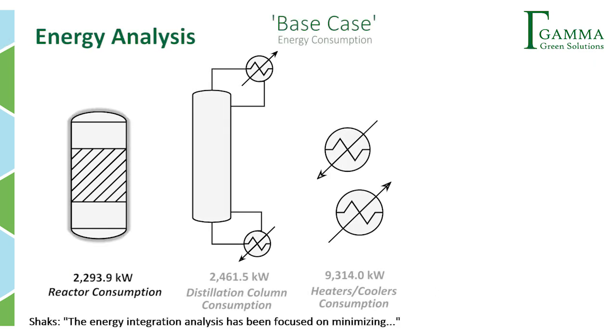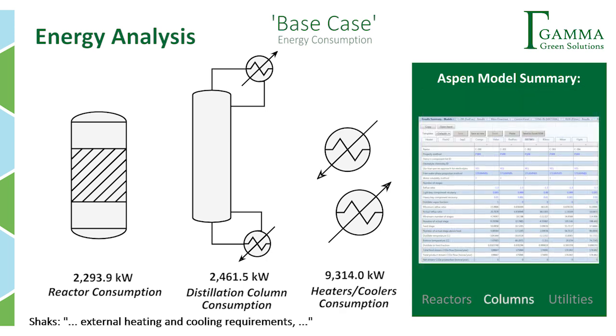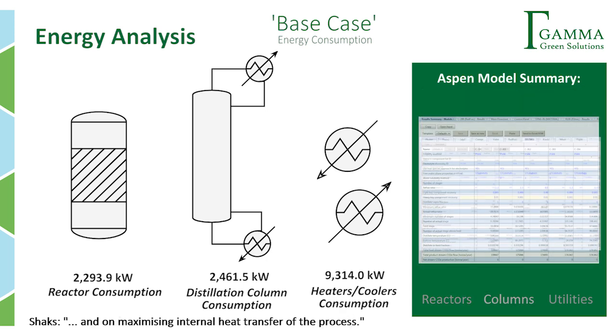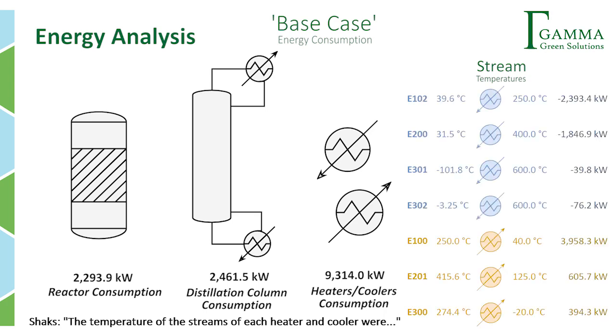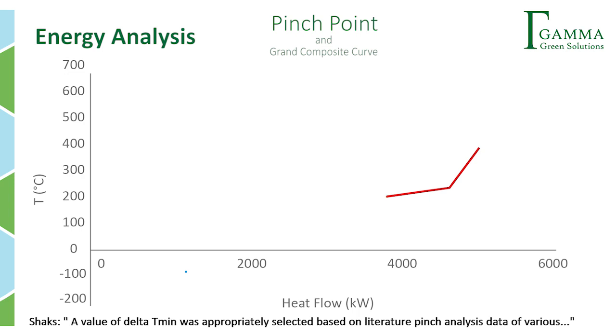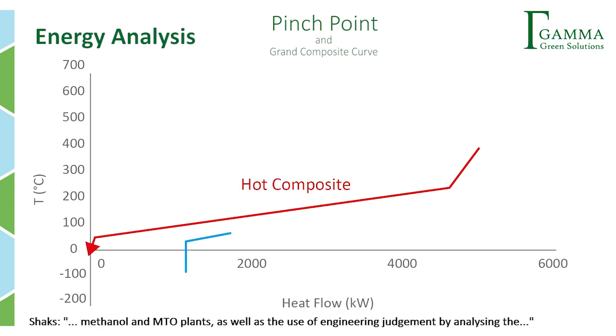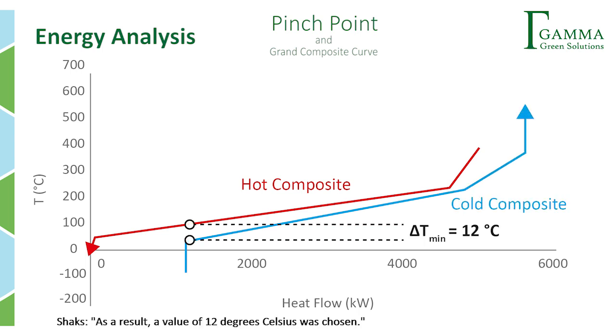The energy integration analysis has been focused on minimizing external heating and cooling requirements and maximizing internal heat transfer of the process. To do so, the graphical pinch method was used. The temperatures of the streams of each heater and cooler were identified and the duties calculated. A value of delta Tmin was appropriately selected based on literature pinch analysis data of various methanol and MTO plants, as well as engineering judgment by analyzing the hot and cold composite curves. As a result, a value of 12 degrees Celsius was chosen.